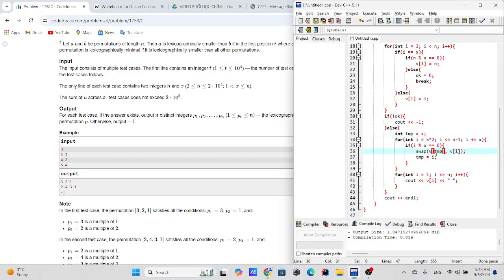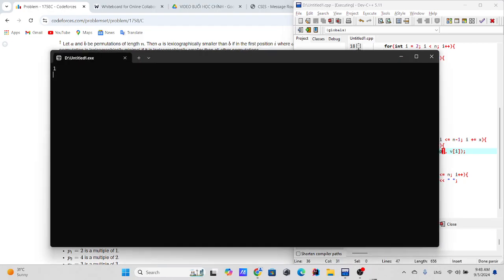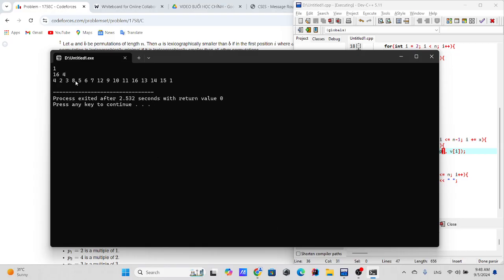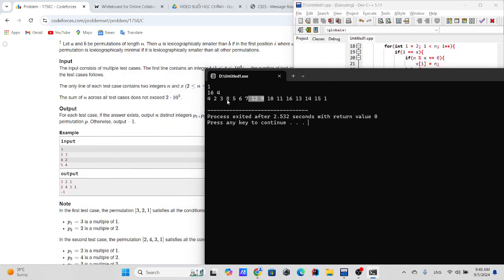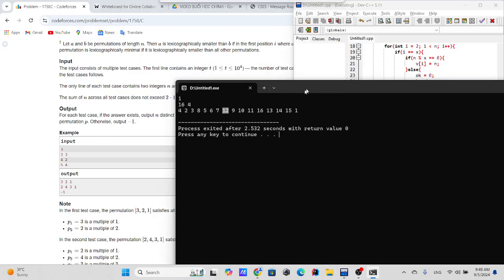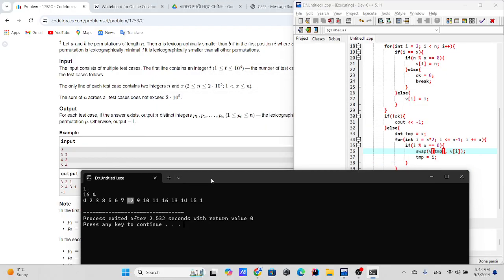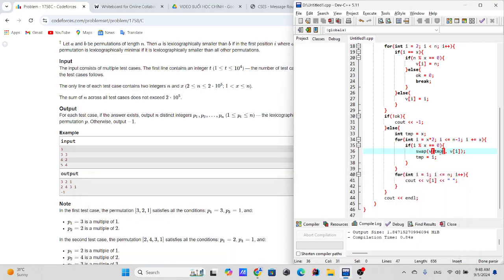My bad. 8 here, right? 5, 6, 12. 12 is not divided by 8. What? 12 is definitely not divided by 8. 12, right, is divided by x.